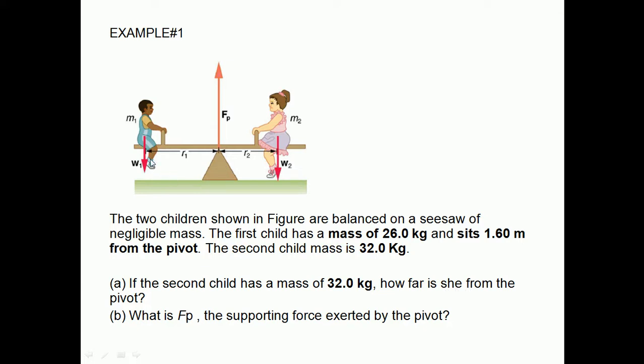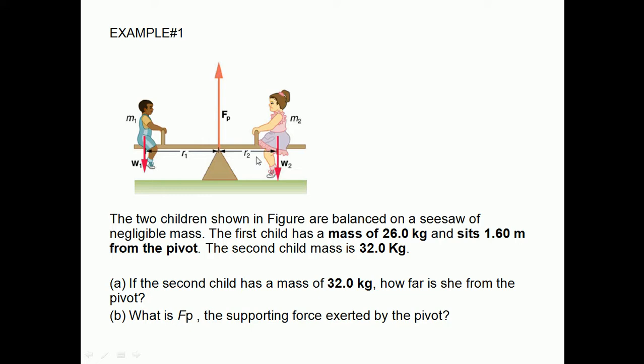So the given values are that the mass of this child is 26 kg, the mass of the second child is 32 kg. This particular child is sitting at a distance of 1.6 meter. We need to find out what is the value of R2.